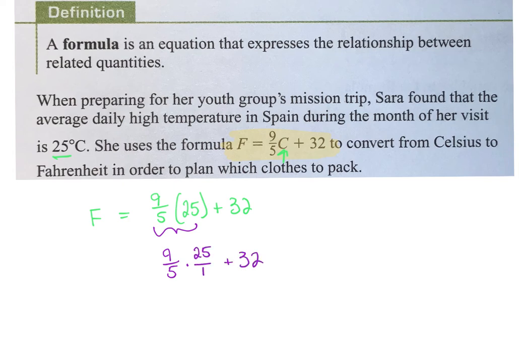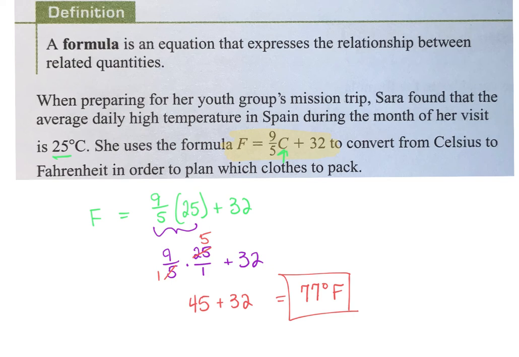What can I do with these fractions here? Yeah, I can cross cancel. This is a 1. This is a 5. So 9 times 5 is what? 45. And then I add 32. So what is the average temperature in Fahrenheit there? 77 degrees. And this is something that she can relate to, right? If she's not used to using Celsius, then 77 degrees Fahrenheit is something that's more familiar to her. And so she's going to use this formula to do it, right?